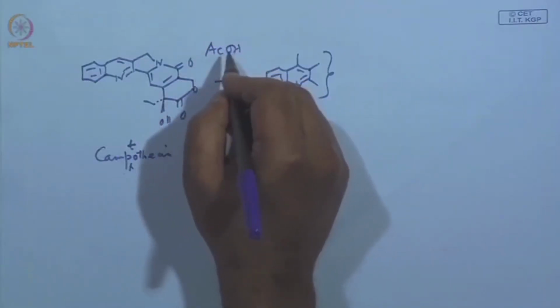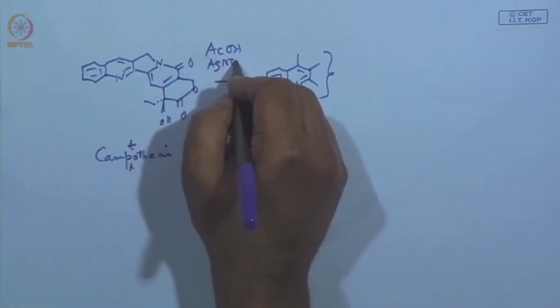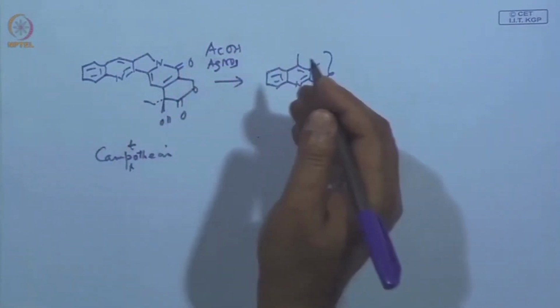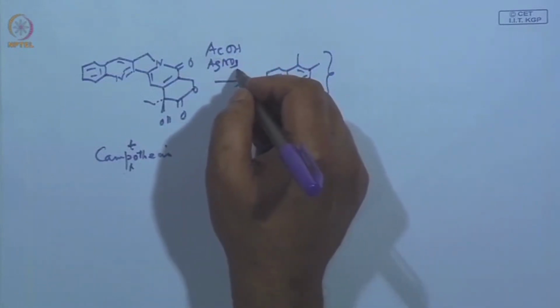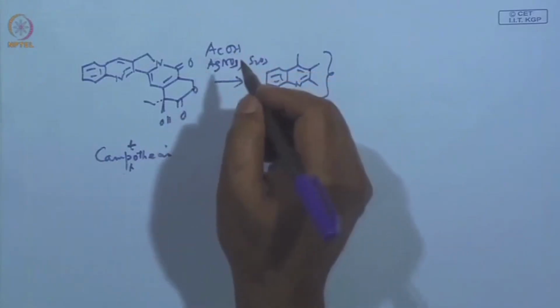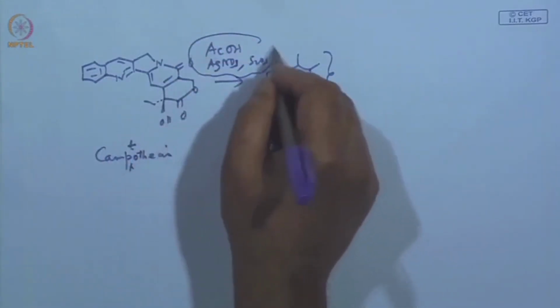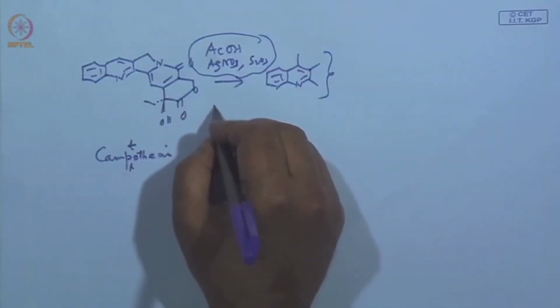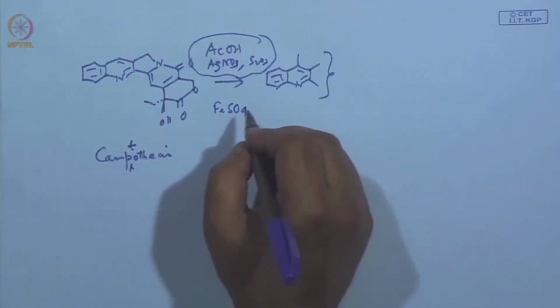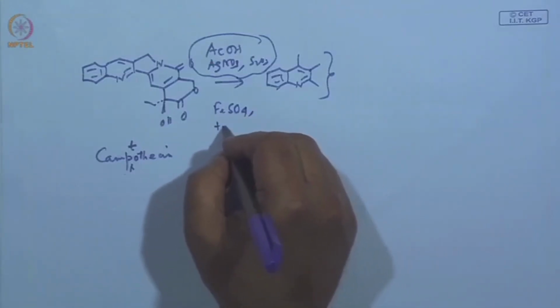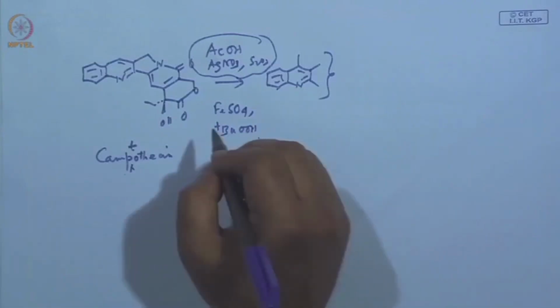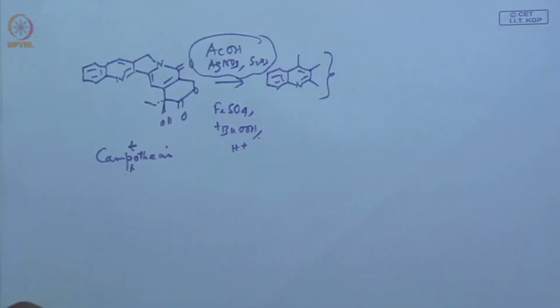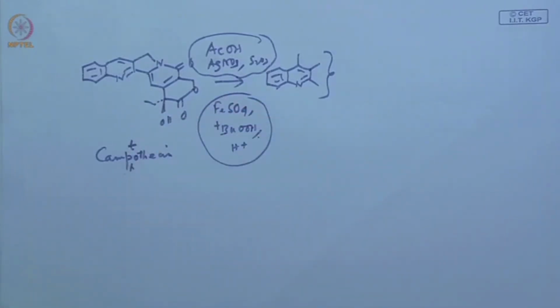Acetic acid would give the CH3 radical. Once you know it is an acid, you immediately think about the silver salt and then persulfate. But alternatively, if you recall, there is another possibility: Fenton's reagent set is also perfectly all right, ferrous sulfate, tertiary butyl hydroperoxide and carboxylic acid, and sulfuric acid is also equivalent, also serving the purpose of producing this CH3 radical.